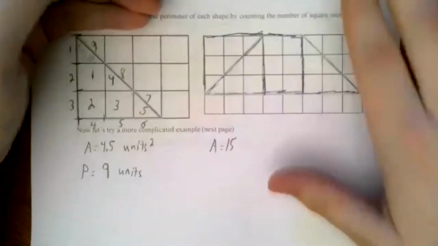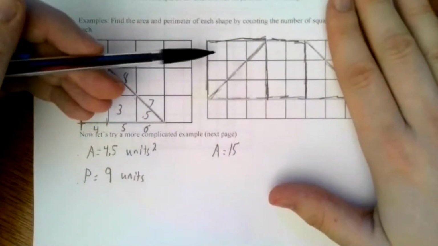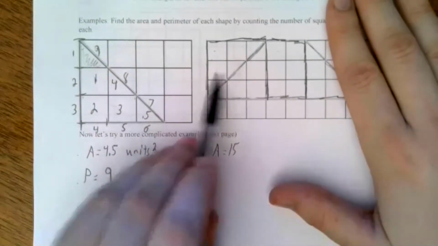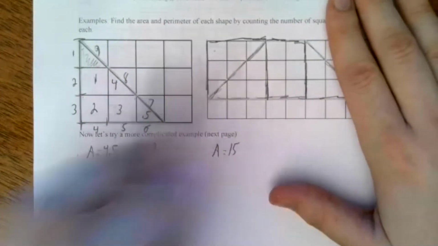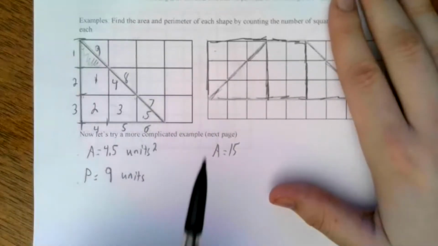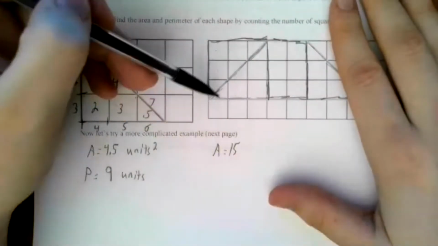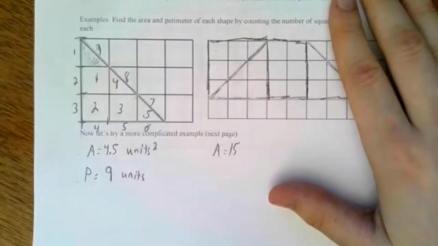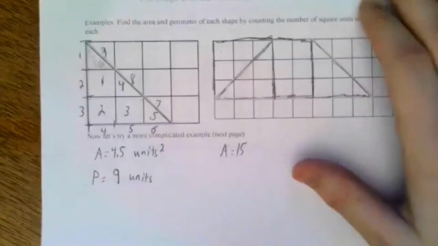15. 15, right? So we can just count the blocks as 15. Or another way we could look at it is we have 3 rows of 5, right? So we have 1, 2, 3, 4, 5, 1, 2, 3, 4, 5, 1, 2, 3, 4, 5. So we can find our area of something by just multiplying the length by the height or the width, right? So 3 times 5, we get 15. Right? So that's another way that we can find the area.